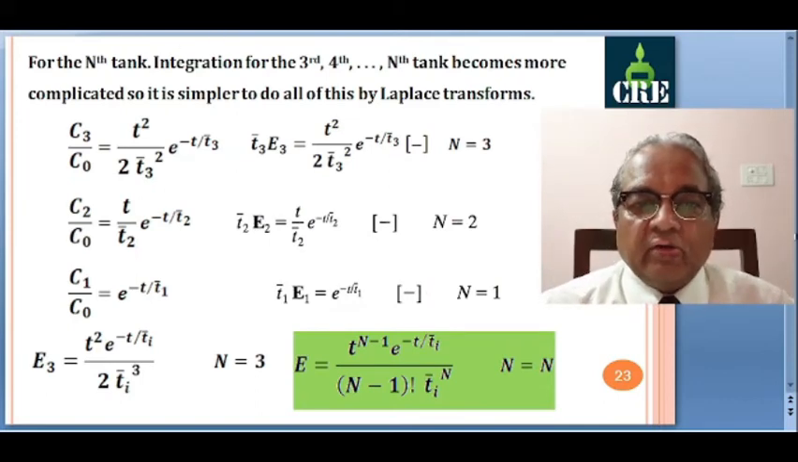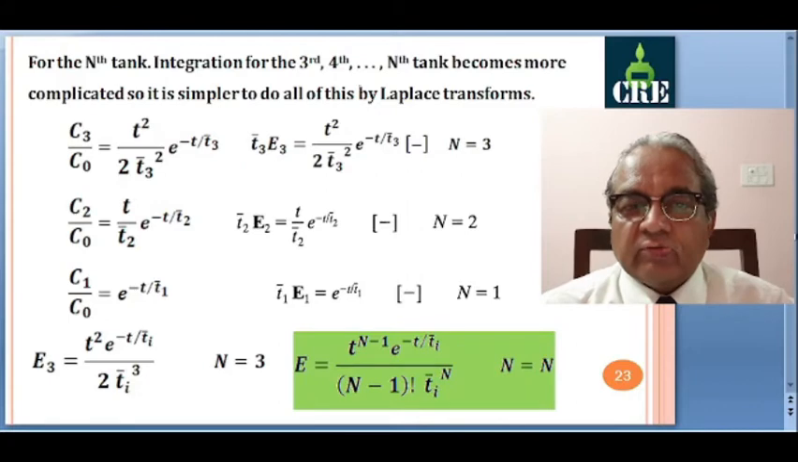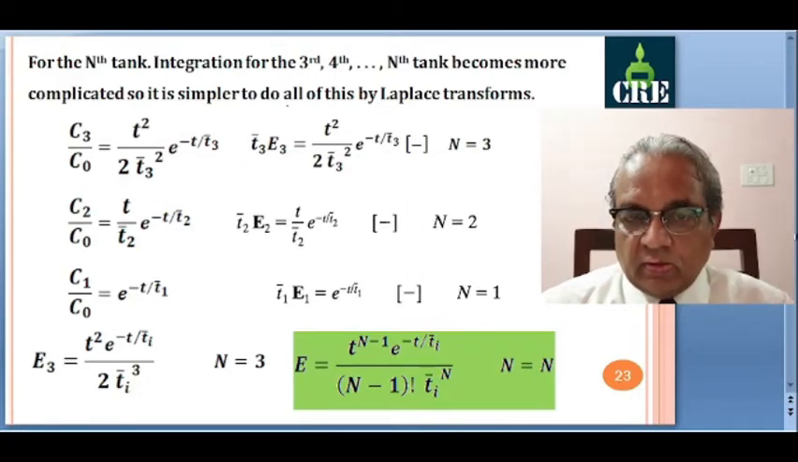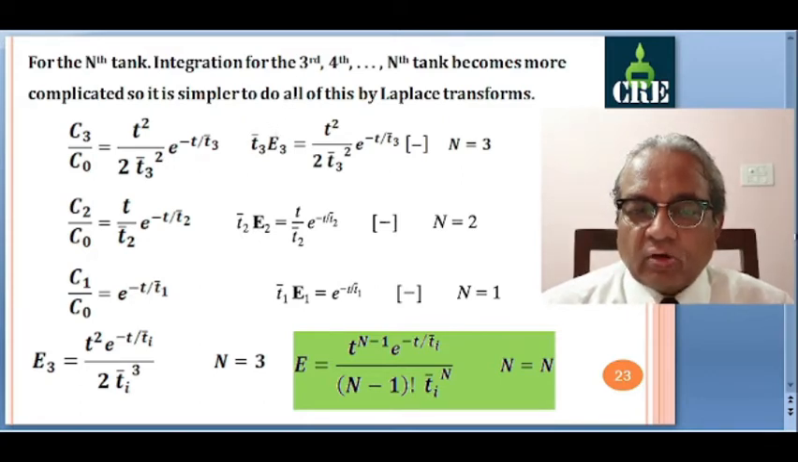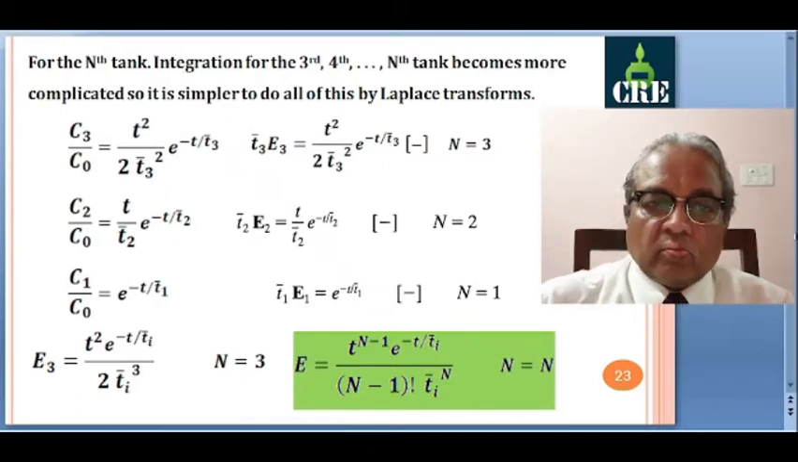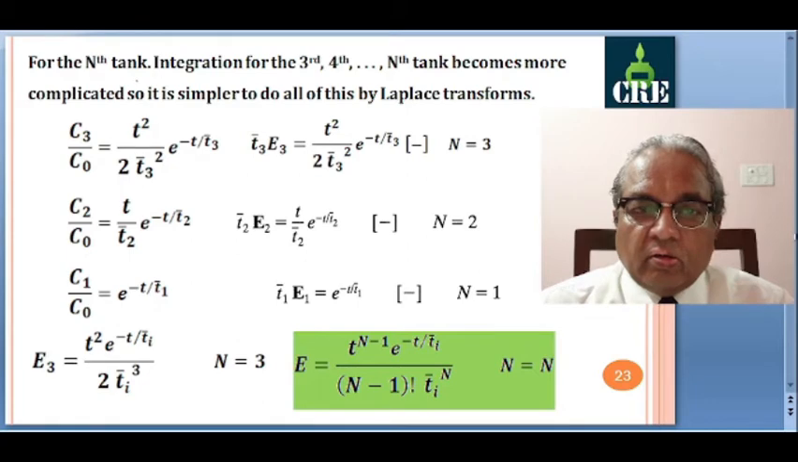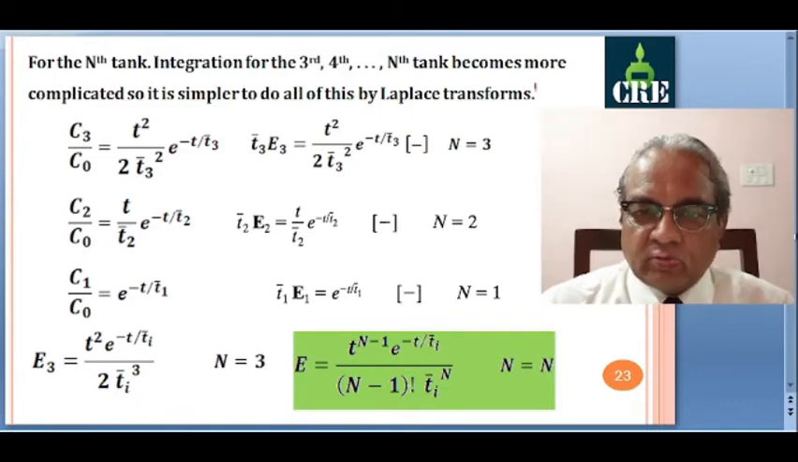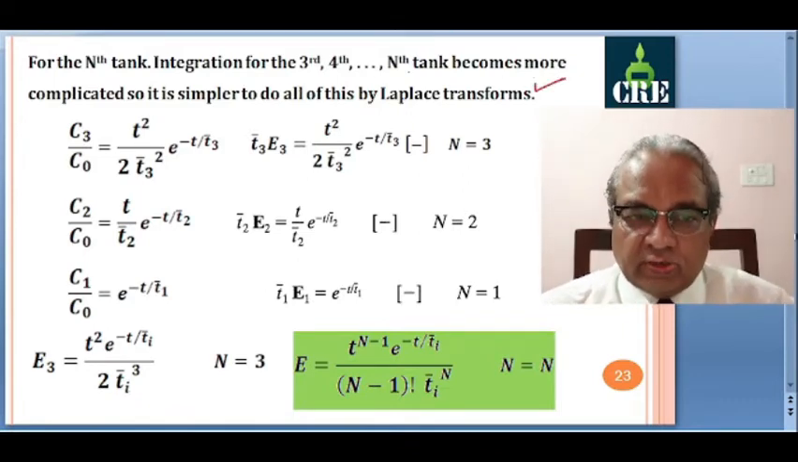So for nth tank we have to write, so you can write as for third, fourth and so on, but we will see the terms, can we arrange or can we write for the nth tank, looking at C1, C2, C3. Now for third tank, fourth tank and so on, the differential equations are complicated. They have to be solved by Laplace transforms. We will not bother about solving those differential equations.